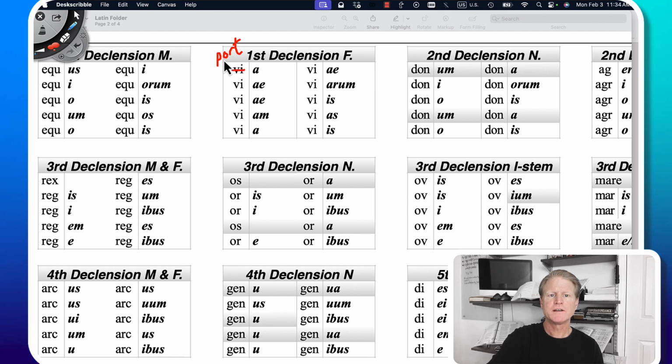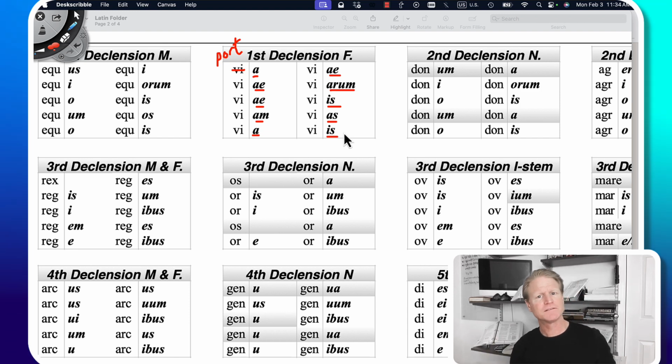Sorry about the bad handwriting. That is porta, portae, portae, portam, porta, portae, portarum, portis, portas, portis. Or in classical pronunciation, porta, portai, portai, portam, porta, portai, portarum, portis, portas, portis. You may be able to hear there's not a remarkable amount of difference between classical pronunciation and ecclesiastical pronunciation.